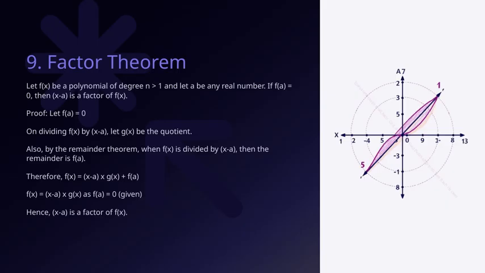So we can write f(x) as (x minus a) times g(x) plus 0, which simplifies to f(x) equals (x minus a) times g(x). This confirms that x minus a is indeed a factor of f(x). This theorem is powerful because it links the roots of the polynomial directly to its factors, making factorization and solving equations much more straightforward. It's a fundamental concept that connects the value of the polynomial at a specific point to its algebraic structure, which is essential for understanding polynomial behavior overall.